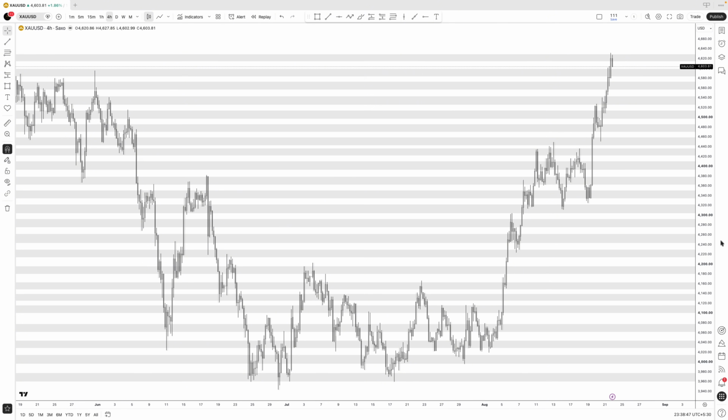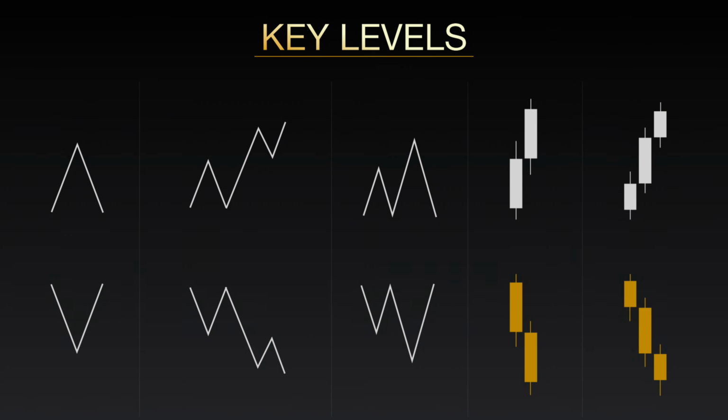But it doesn't matter how perfectly you draw a level. There's never a guarantee that it's going to hold. That's why we always wait for confirmation. I'm also going to show you how I use top-down analysis to find these levels and put everything together. We're mainly going to pay attention to support and resistance levels and fair value gaps or imbalances.